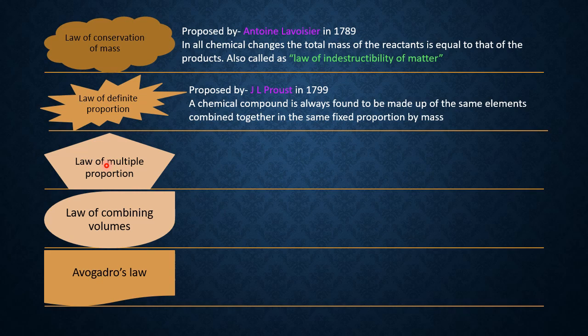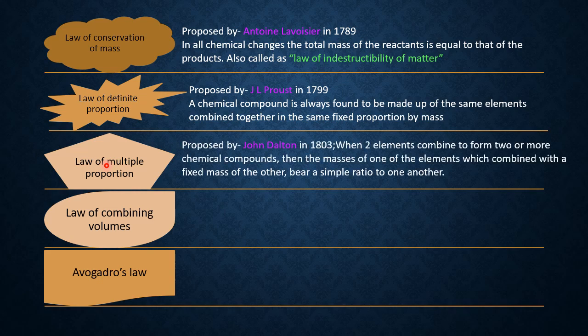Now by seeing the statement, we will come to know the law. Here is the statement. This law is proposed by the famous scientist John Dalton in the year 1803. The statement is, when two elements, here I have taken only two elements. In the higher class, you will study more than two elements. When two elements combine to form two or more, this is very important, two or more chemical compounds.